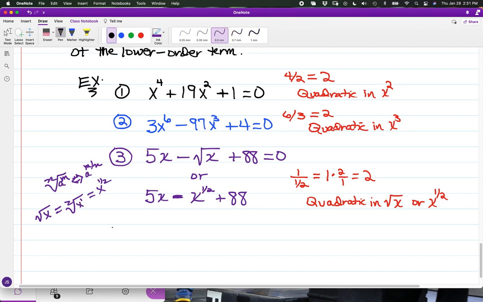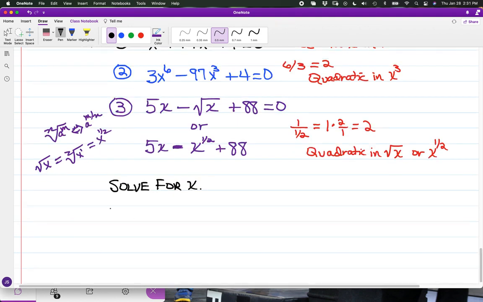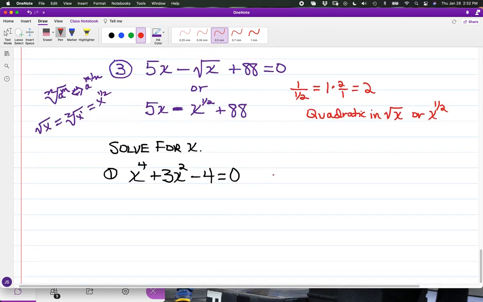Right. Now, crossing over to solving for x in the case of equations that are quadratic in form, let's say that we have x to the 4th plus 3x squared minus 4 is equal to 0. So this particular equation, just like the first example, is quadratic in x squared.